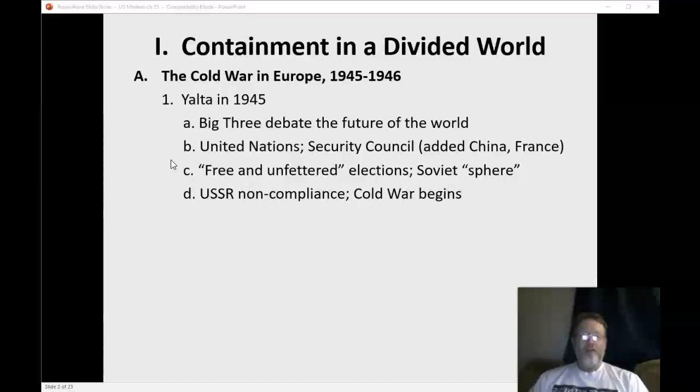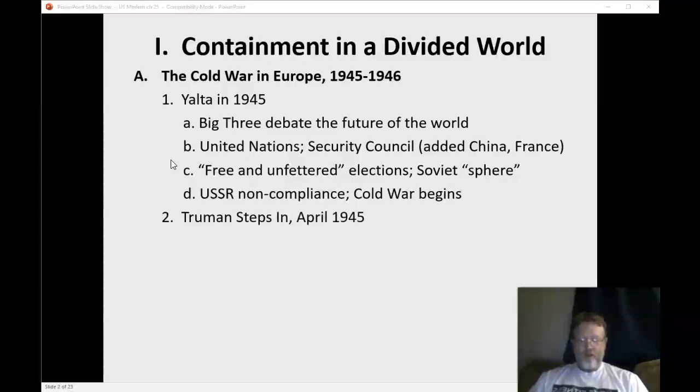This non-compliance is often what we consider what started the Cold War. The Soviets' refusal to comply with all of this, and they simply stayed. This was the event that caused and created the Cold War. FDR died in April.